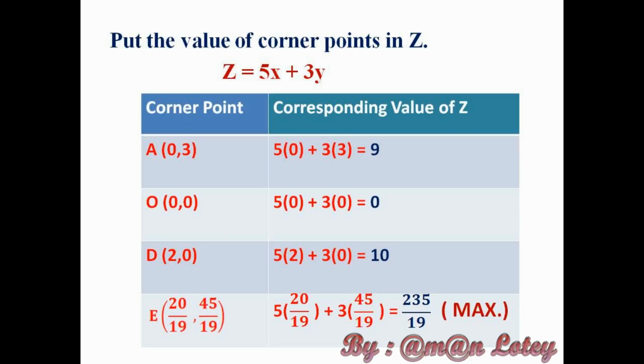Hence the maximum value of z is equal to 235 by 19, which occurs at the point 20 by 19 and 45 by 19.